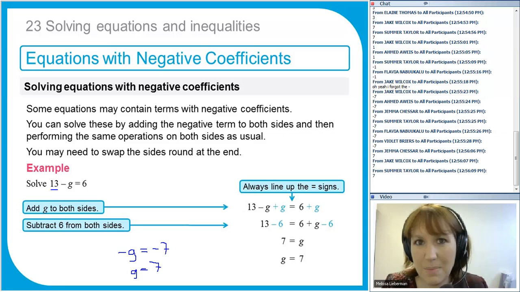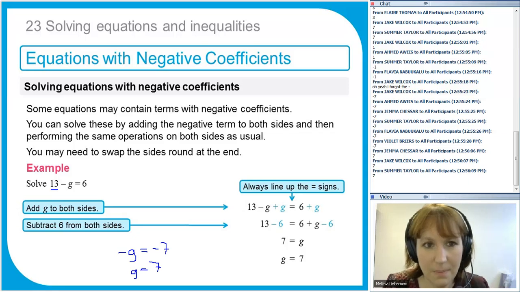So it gives me the same answer, but it's a little bit more difficult because I've got to deal with negative numbers. Just whichever way you find easiest. Both work and both give me the right answer.